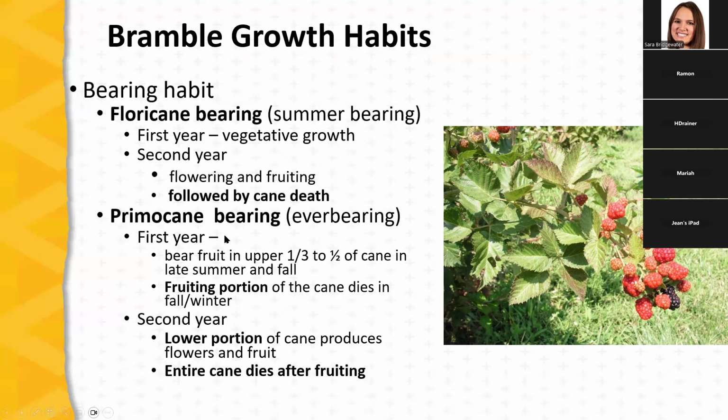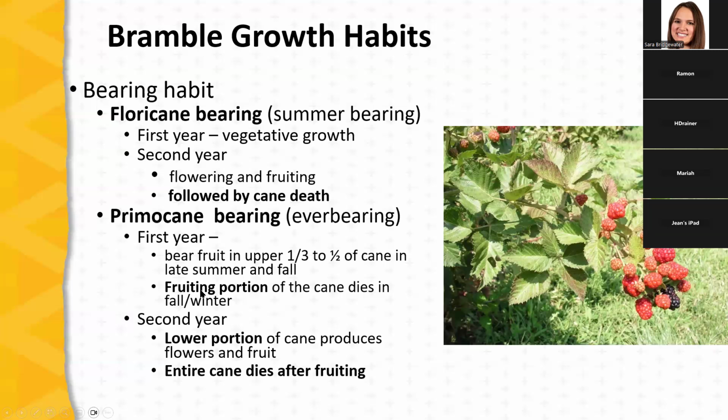The primocane is the first year, but there are some varieties whose primocanes can bear fruit at the end of the season, in the fall. So they flower late in the summer and produce fruit in the fall. They're called everbearing, but they still last only 2 years. So the first year they can bear fruit.